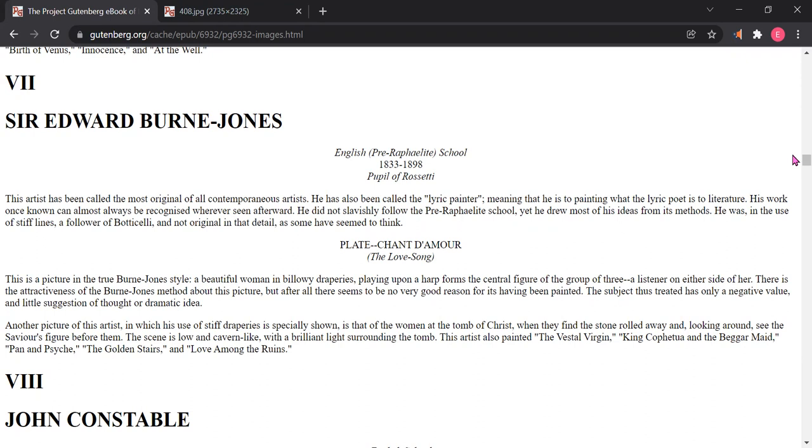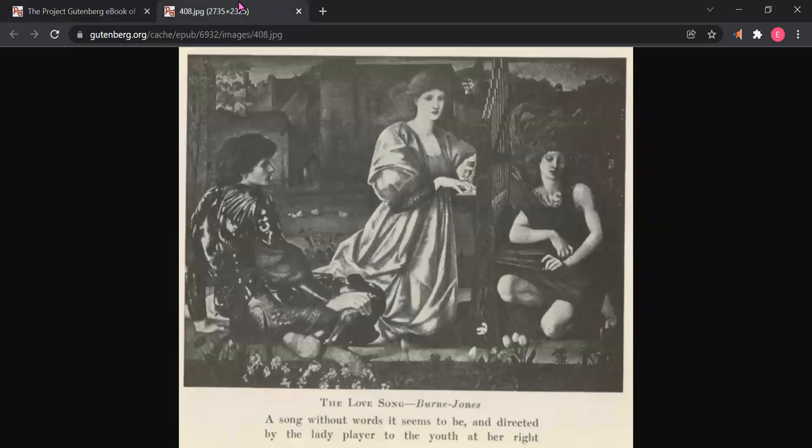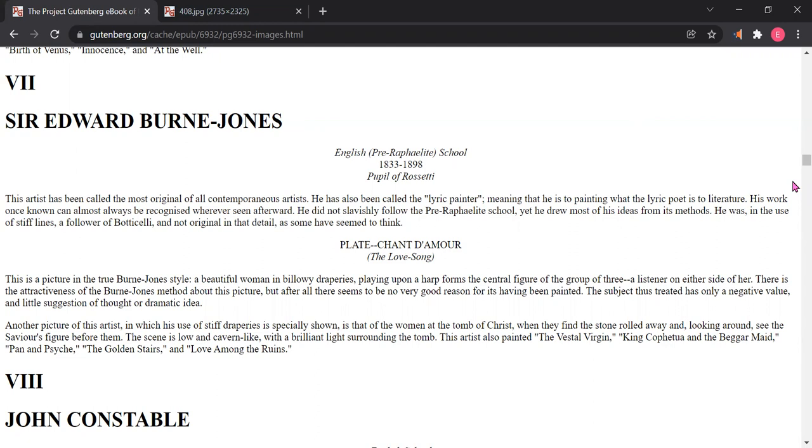Okay, now we're going to take a look at the plate, Chant d'amour, or The Love Song. Here, The Love Song by Burne-Jones. A song without words, it seems to be, and directed by the lady player to the youth at her right. This is a picture in the true Burne-Jones style, a beautiful woman in billowy draperies, playing upon a harp, forms the central picture of the group of three, a listener on either side of her.